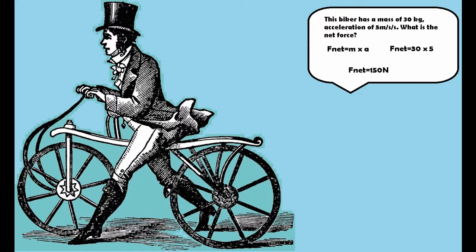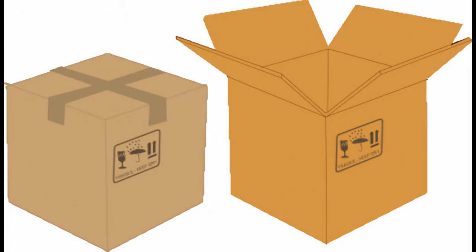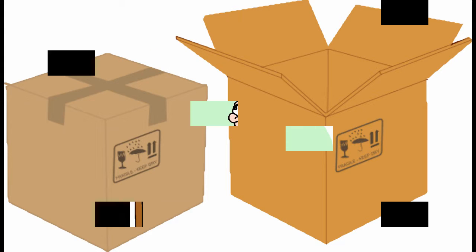This is a picture of a biker. The biker has a mass of 30 kilograms and an acceleration of 5 meters per second squared. To find the unknown value, the net force, we use the equation F-net equals mass times acceleration. We plug in 30 for mass and 5 for acceleration. We then multiply these two values to get the F-net, which is 150 newtons.